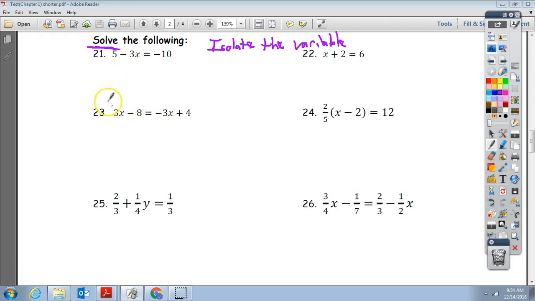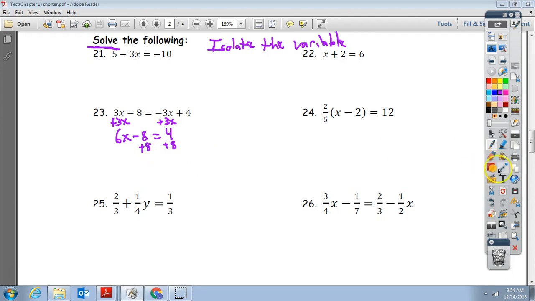When you look at one like number 23, when you want to move this 3x over here to get the x's together, you have to add 3x because it's a negative. So 3x and 3x would be 6x. Then if you want to move this 8 over here, you add 8. Make sure you're doing the opposite thing.